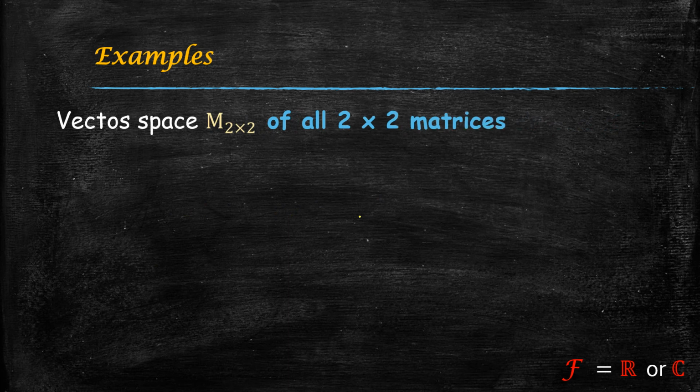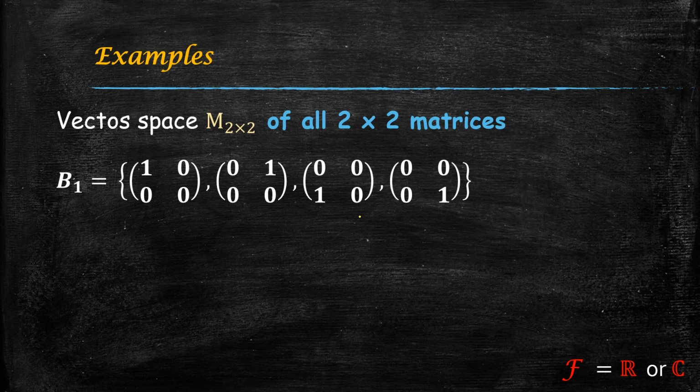Consider the vector space of all 2 cross 2 matrices. Here the basis will be the 2 cross 2 matrices 1 0 0 0, 0 1 0 0, 0 0 1 0, 0 0 0 1. This set is linearly independent, and this set also spans M2 cross 2. You can see that every element of M2 cross 2 can be written as a linear combination of these.